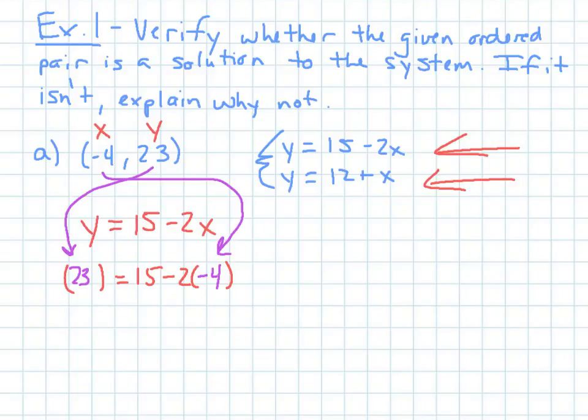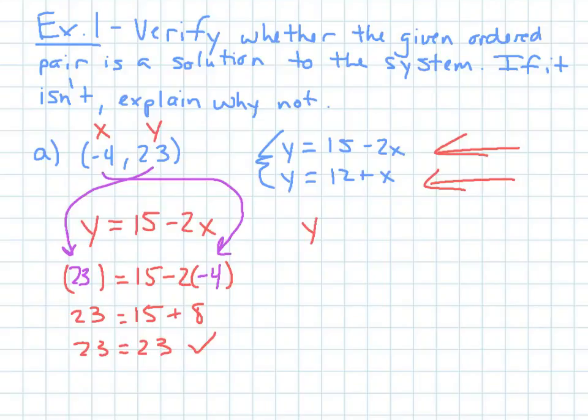Okay, so 23 doesn't have anything to do, so it stays 23. Then on the other side, equals 15 minus 2 times -4. -2 times -4 is +8. 15 plus 8 gives me 23. So now I have two numbers, one on each side. 23 does equal 23, so it works. Now I have to check the other equation.